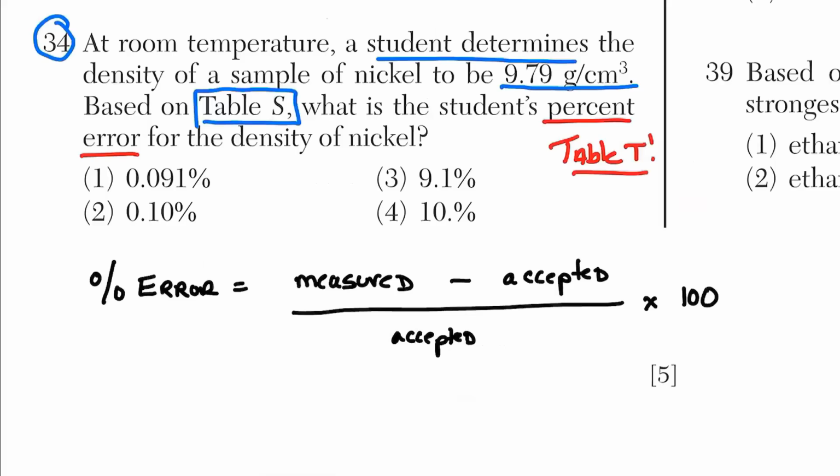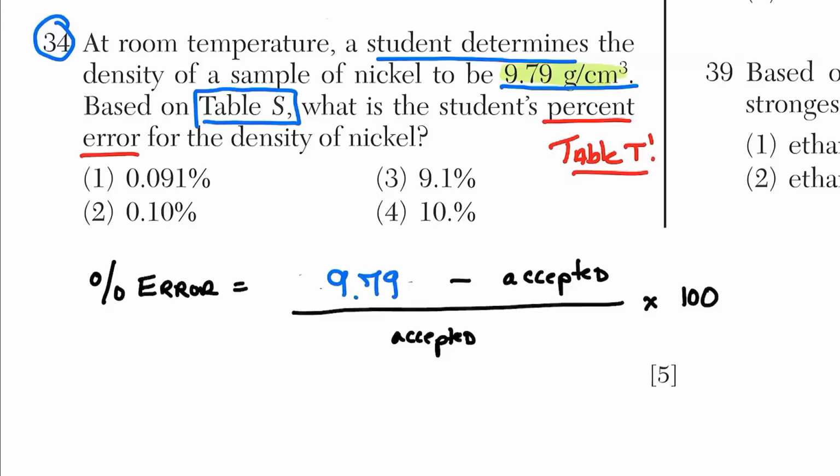Okay, so we've got our formula written down from table T, and we just have to recognize that we're dealing with this measured value right here. This is our measured value. So let's put that in for measured, and let's get rid of the measured and add our 9.79.